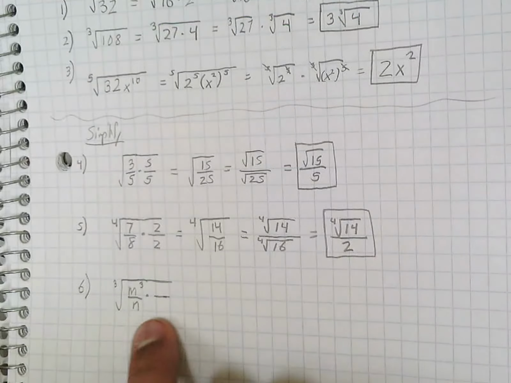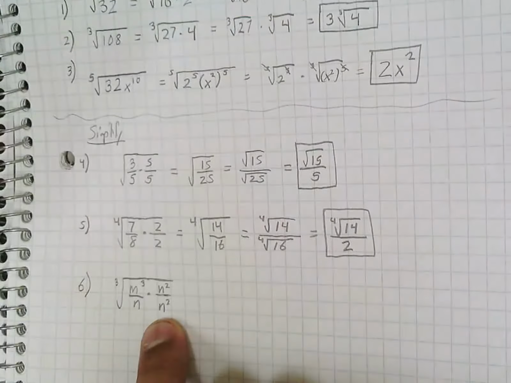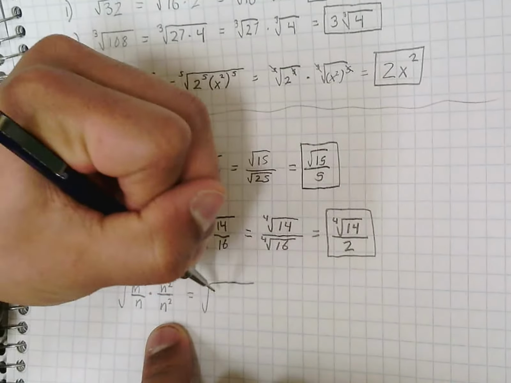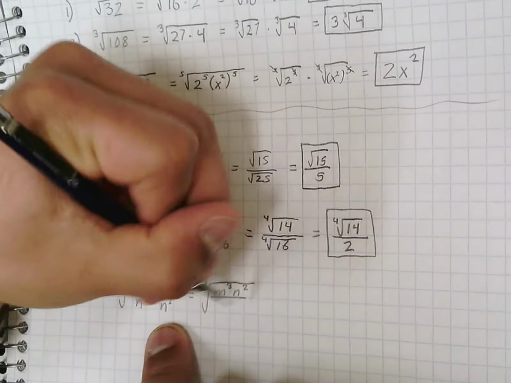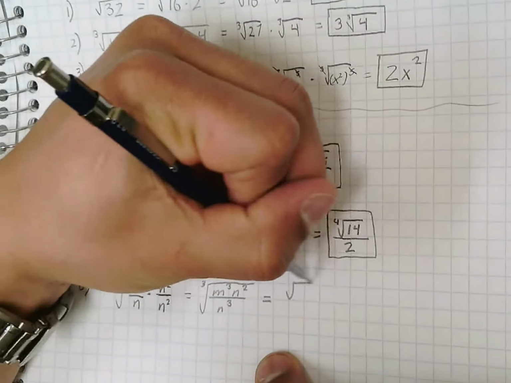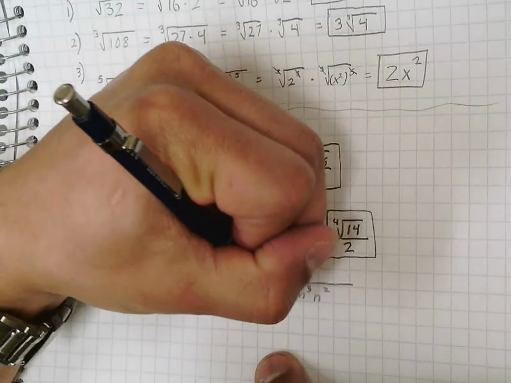Well, right now I have n in the denominator, so I need to multiply by n squared. That's going to give me the perfect cube n cubed in the denominator. So this is m cubed n squared over n cubed, which then I can use my quotient rule to separate this into two radicals.